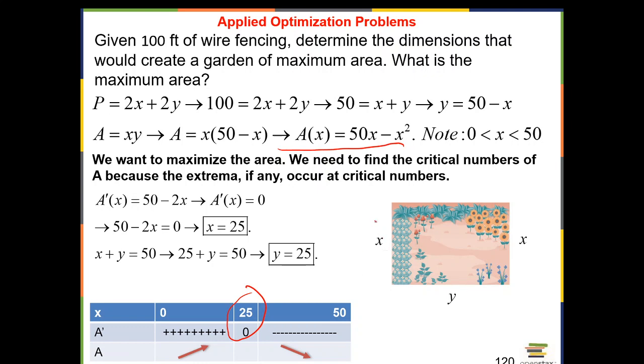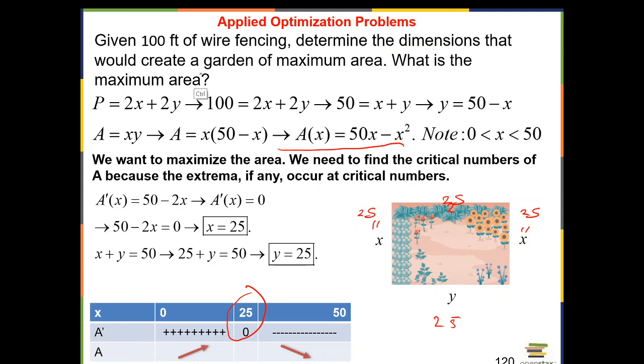So let x be 25, right? And we know the relationship between x and y. x plus y has to be 50. So if x is 25, y has to be 25, right? So this is a square. That is what? 25 by 25. That's what you should build.